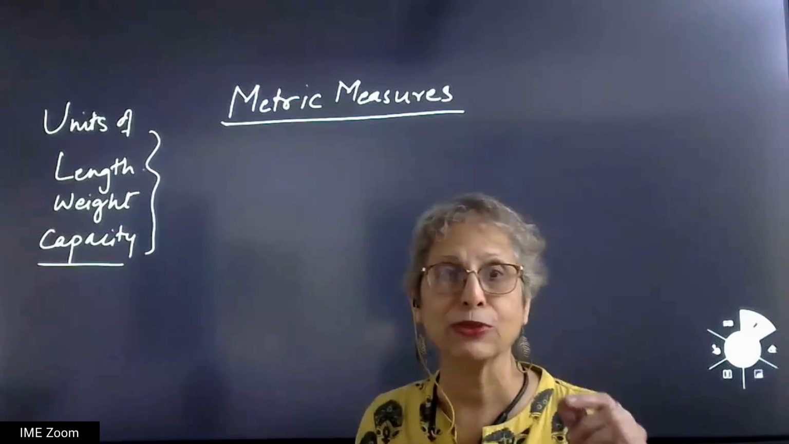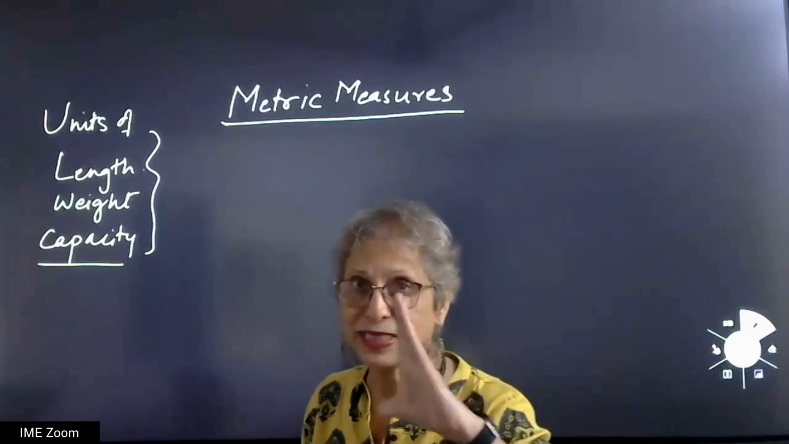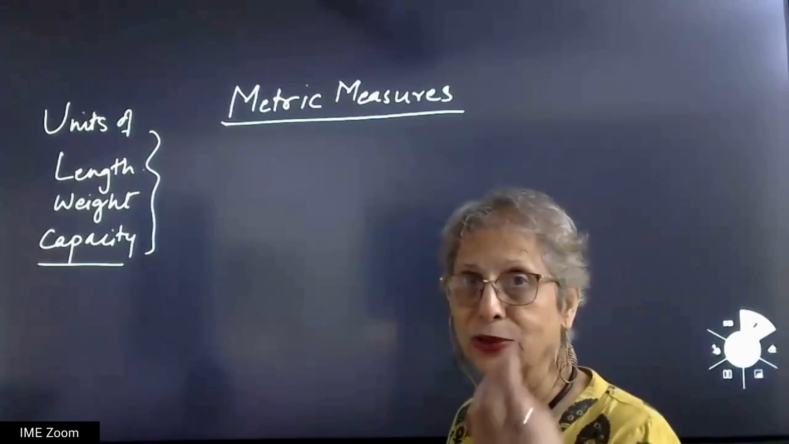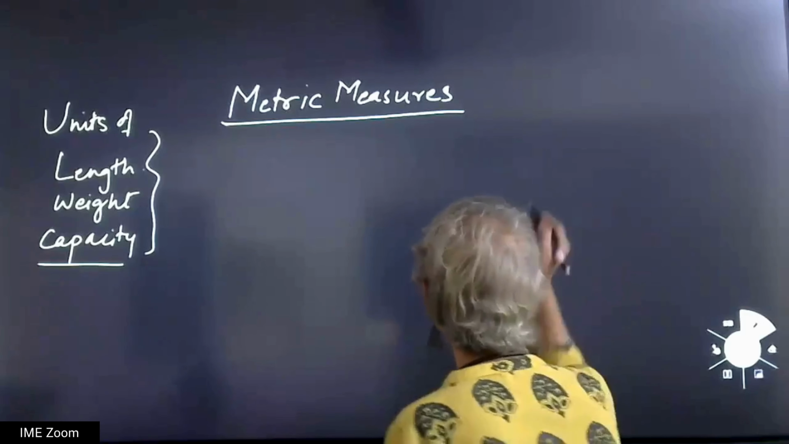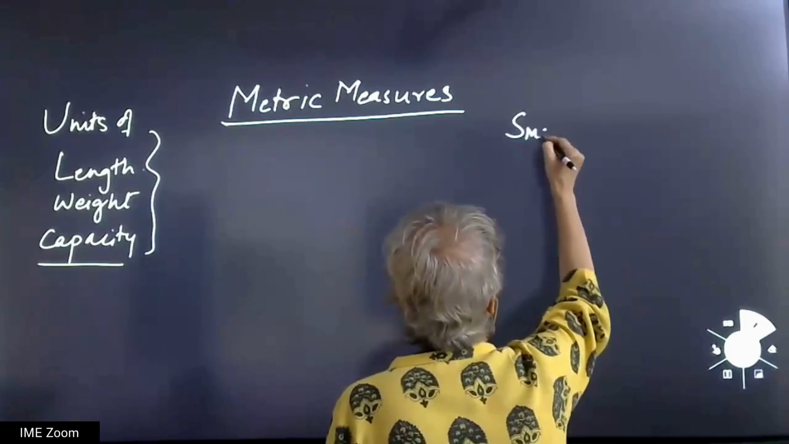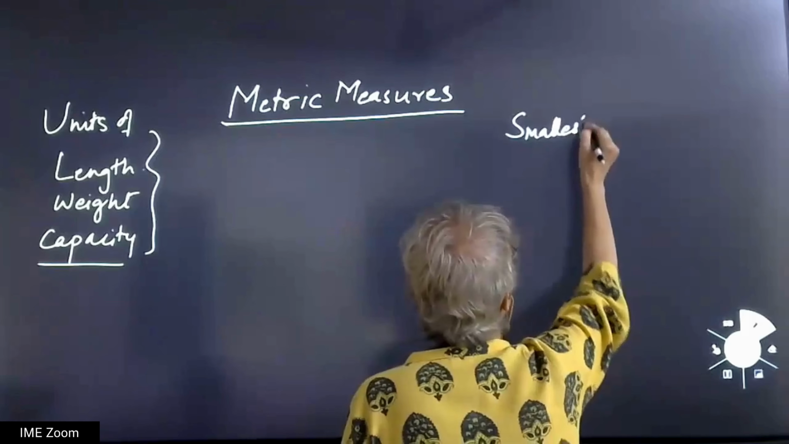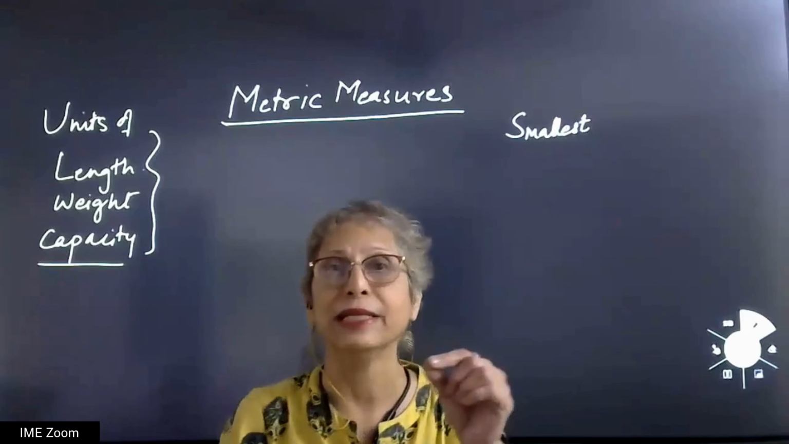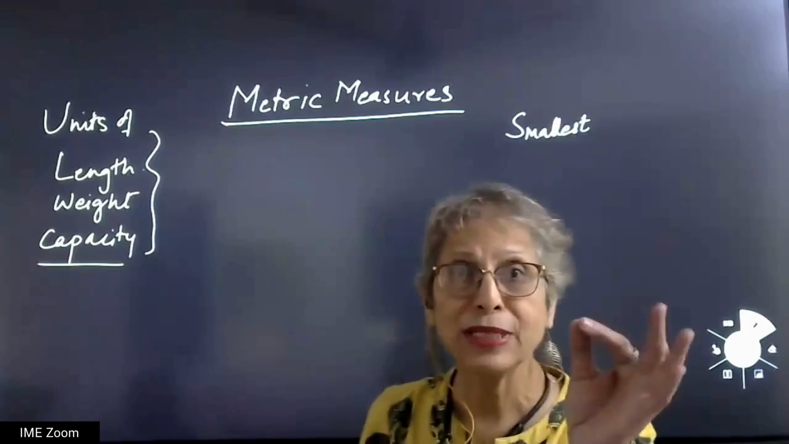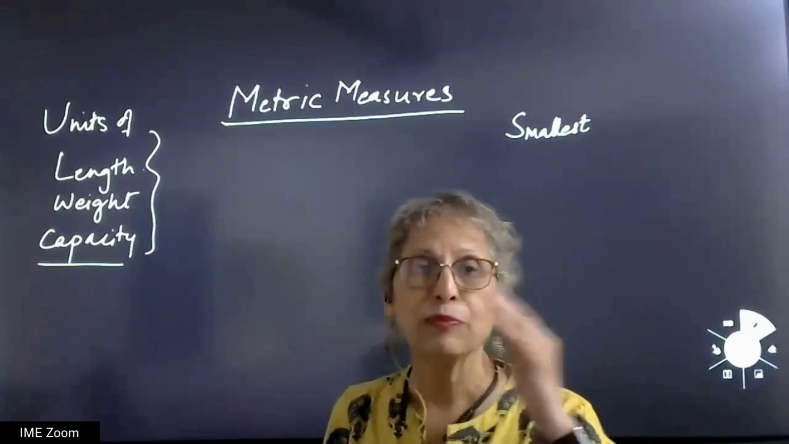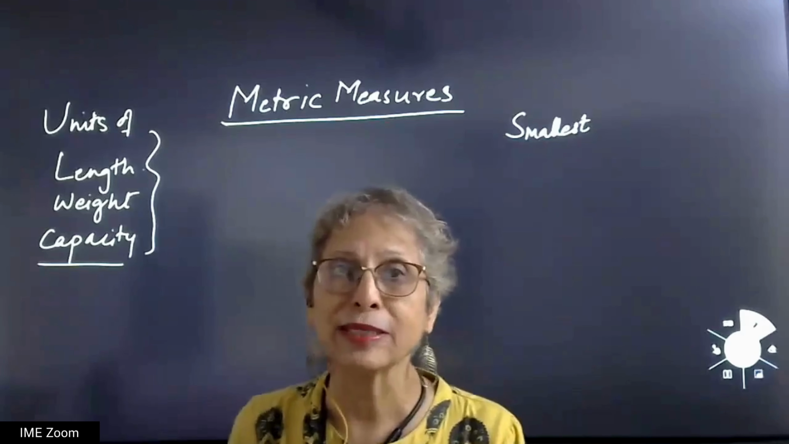For that, we have to remember one table, from the smallest unit to the largest unit. Let us see smallest to largest. The smallest unit is milli: millimeter, milligram, and milliliter.